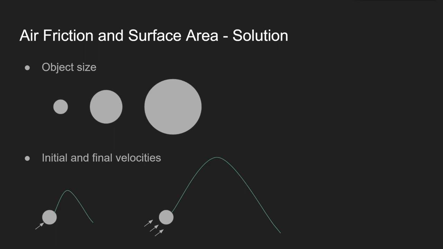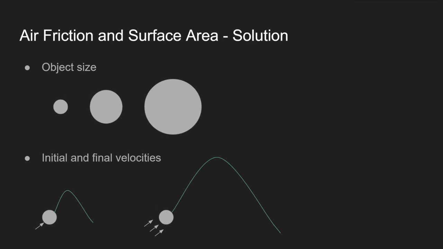The object shape can also determine the initial and final velocities as well as the position-wise velocities of the object. This is because the faster the object moves, the higher the air friction values are. So if you throw something faster, there's going to be more force pushing back on that object.